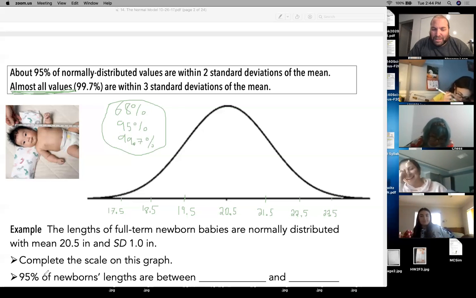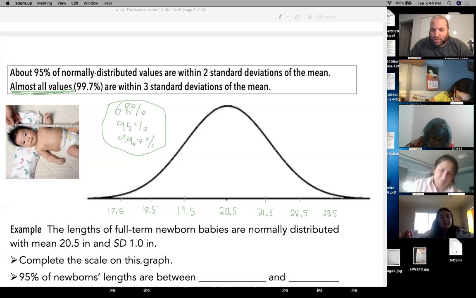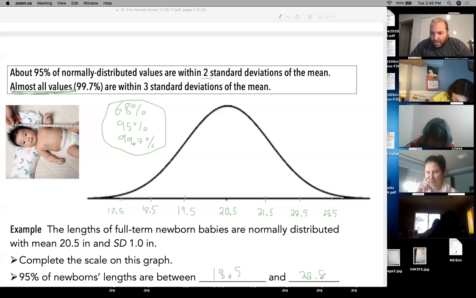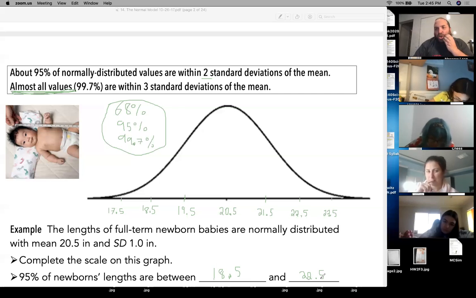Now, 95% of newborn babies are between what two lengths? Not almost all, but 95% are between what two lengths? 18.5 and 22.5. Because remember, 95% are within 2 deviations of the mean. So that means you go to the mean and you go 2 deviations left and 2 deviations right.